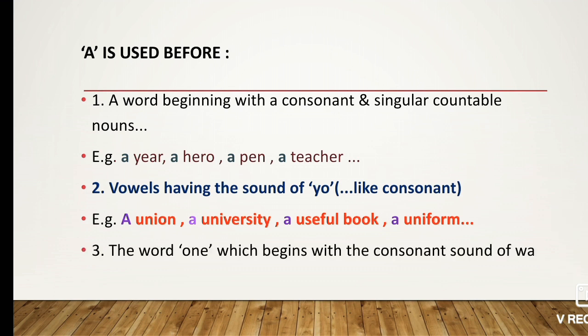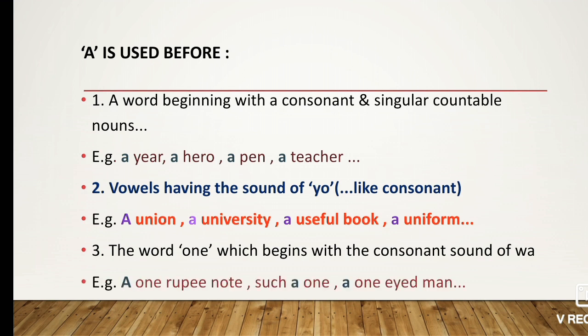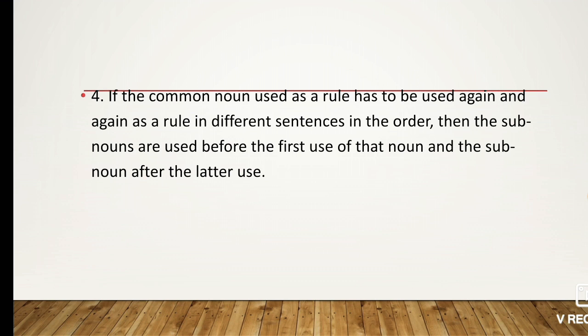Third, the word one, which begins with the consonant sound of wa. For example, a one rupee note, such a one, a man. Fourth, as a rule, when a noun has to be used again and again in different sentences in order, then the article a is used before the first use of that noun and the is used after, for the later use.